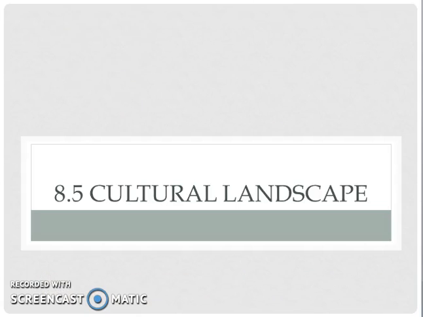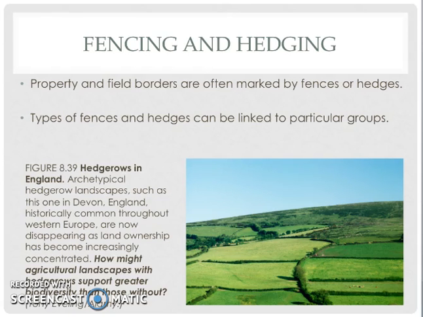And through the cultural landscape lens theme, we can begin to understand all sorts of different cultural landscapes related to agriculture around the world. In particular, property and field borders are often marked by fences or hedges, and the types of fences or hedges can be linked to particular groups. Here we have archetypical hedgerow landscapes around Devon, England, historically common throughout Western Europe, but now they're disappearing as land ownership has been increasingly concentrated and centralized.